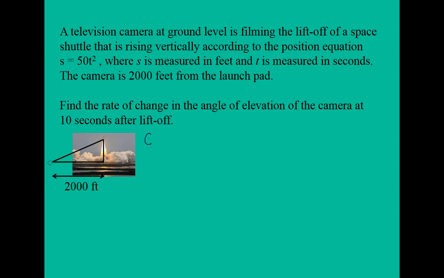All right, let's look at our given information. It says we have a position equation of S equals 50t squared. Let's go ahead and list that as given information, where S is measured in feet, t is measured in seconds. The camera is 2,000 feet from the launch pad, and we do have that indicated in our diagram. So it says find the rate of change in the angle of elevation of the camera 10 seconds after liftoff.